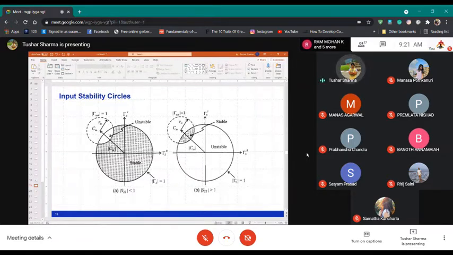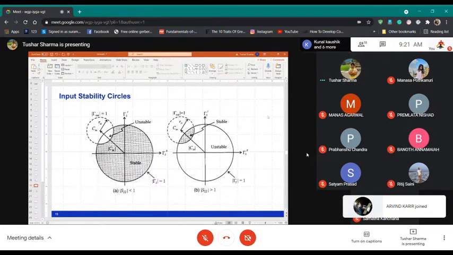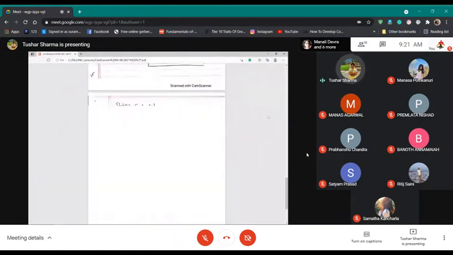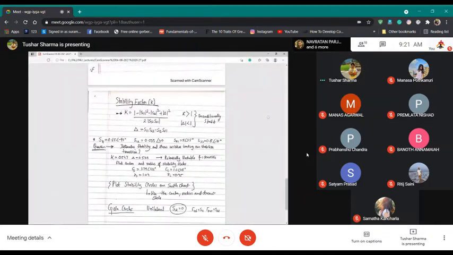You always have to plot input and output stability networks. Once you have the input and output stability networks, you see what values you get. Another thing is, when you have S parameters, one thing is you can plot the stability circle. Otherwise, the second way to look at stability is through the stability factor. The stability factor K is given, again, by S parameters.